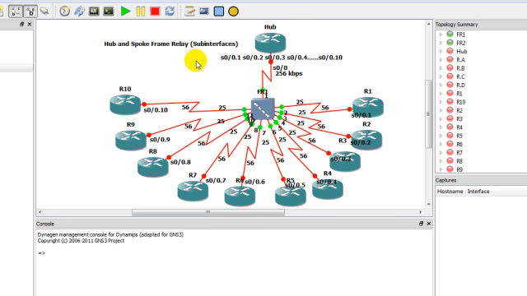Actually, EIGRP over frame relay is a little different from OSPF over frame relay. Why? Because EIGRP over frame relay is very sensitive to bandwidth. So if you have a different bandwidth in each access line, you have to be careful to configure the actual bandwidth for your network.